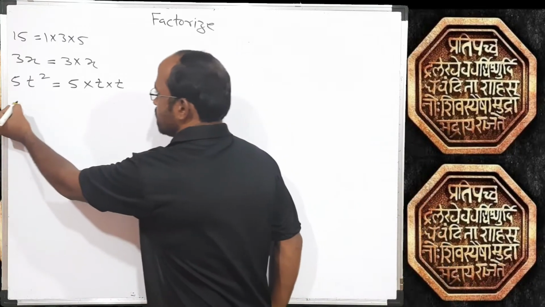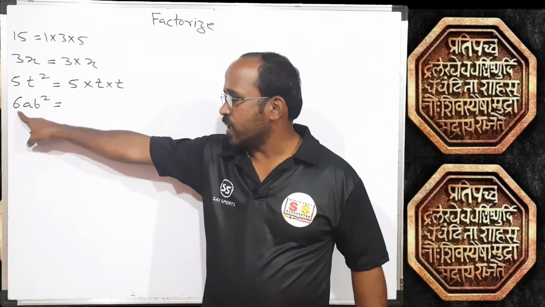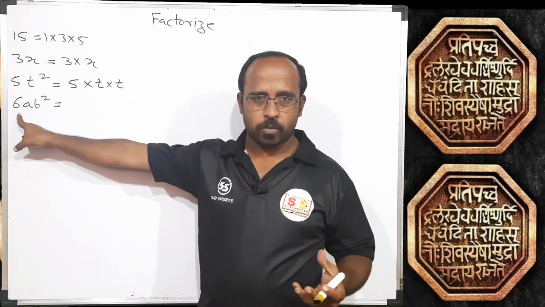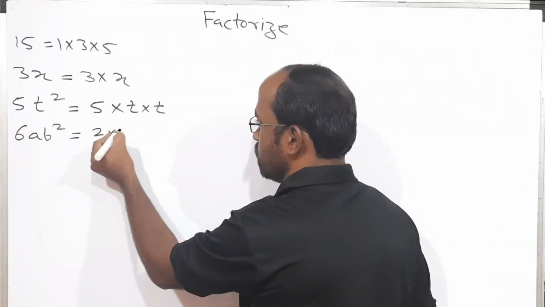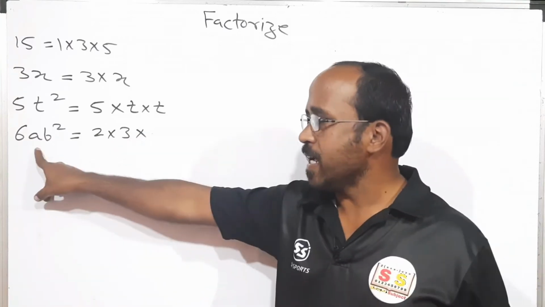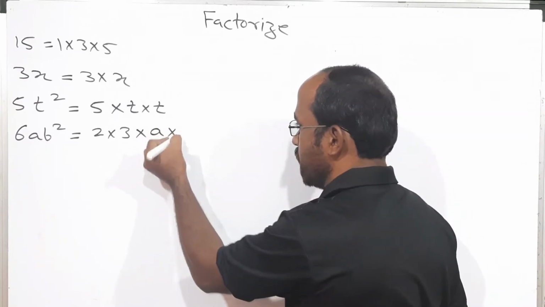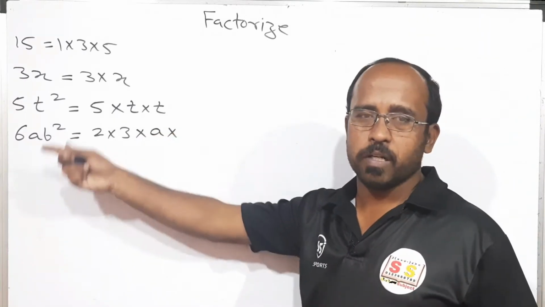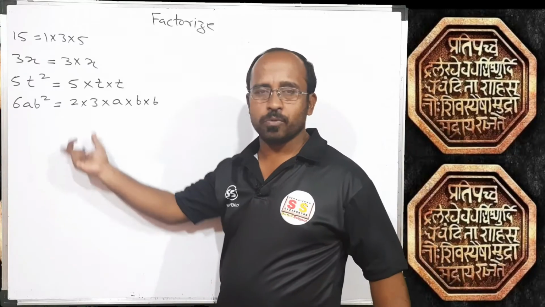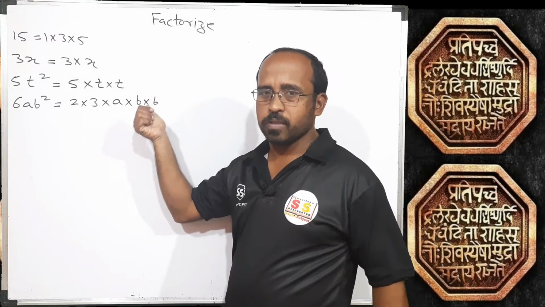Suppose the question is 6ab square. So how will you factorize it? Factorize the number separately and factorize the variable separately. The number is 6. So what are the prime factors of 6? They are nothing but 2 multiplied by 3. 2 threes are 6. Done. Then multiplied by a, multiplied by b square. So multiplied by a, simply we can write multiplied by a. Multiplied by b square means b multiplied by b itself. Finish. So these are the factors of 6ab square: 2 multiplied by 3 multiplied by a multiplied by b multiplied by b.